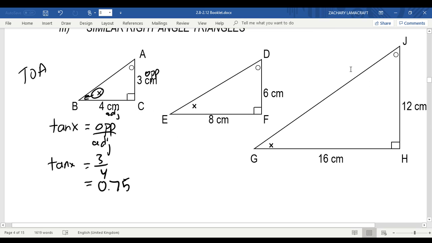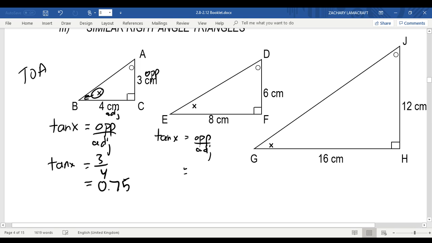Now, remember the other day we did similar triangles and we took a look at that? Similar triangles have the same ratio. So in theory, this angle, remember that similar triangles have the same angles but different side lengths? In theory, this angle or this x should have the exact same ratio of 0.75. So tan x is equal to opposite over adjacent.